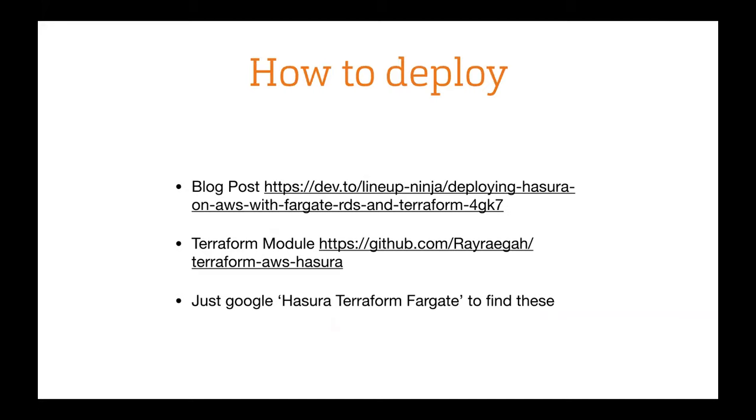Just in terms of how to deploy this, I read a blog post a while back when we put this together on how to do this using Terraform. If you're not familiar with Terraform, it's a way of expressing infrastructure as code. So you can say, this is the Fargate instance, this is the RDS instance, and it will go and configure everything in Amazon for you.